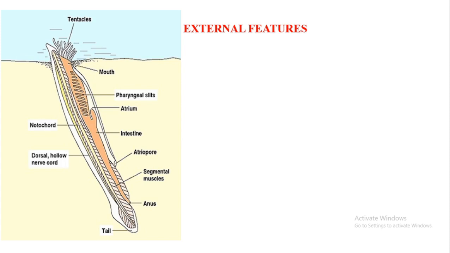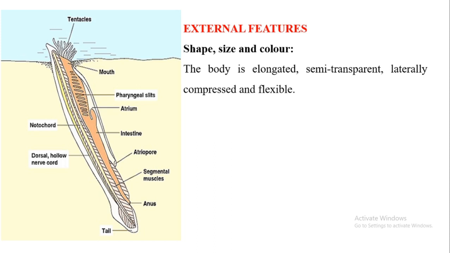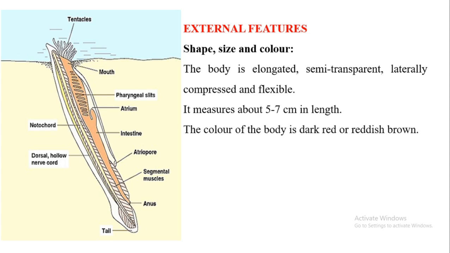In the figure, you can see the animal Amphioxus, buried in the sand at the seashore in an upright position with only the mouth and tentacles coming out of the burrow. In external features, let us see first the size, shape and color of the animal. Its body is elongated, semi-transparent, laterally compressed and flexible. The adult measures about 5 to 7 centimeters in length. The color of the body is dark red, or reddish brown. Superficially, it resembles a small fish.